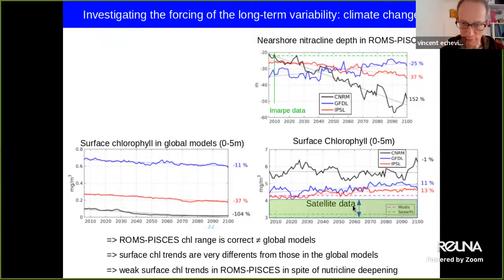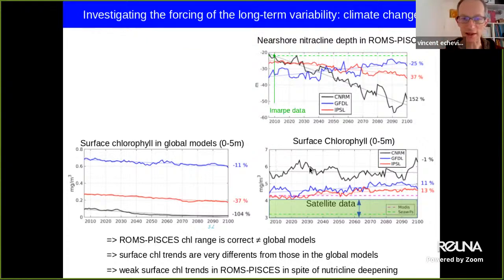So here, this green band displays the range of error that you have between different satellites. It means that the realistic values are around 3 and 4 milligrams. And then our data is around 4 and 6. So we are much closer, very much closer to the observations than the global models. This is the first thing.